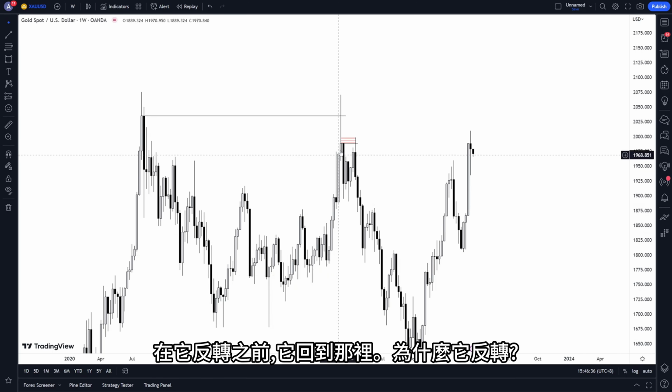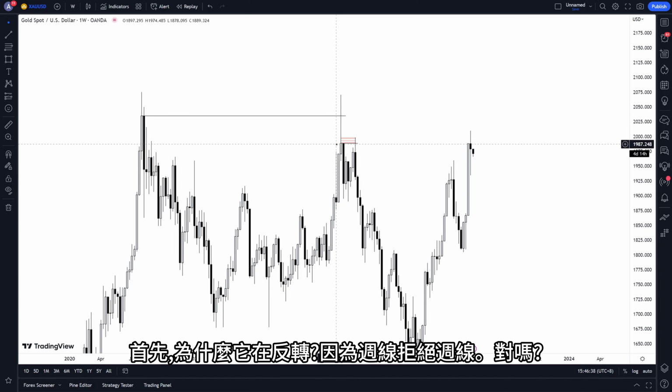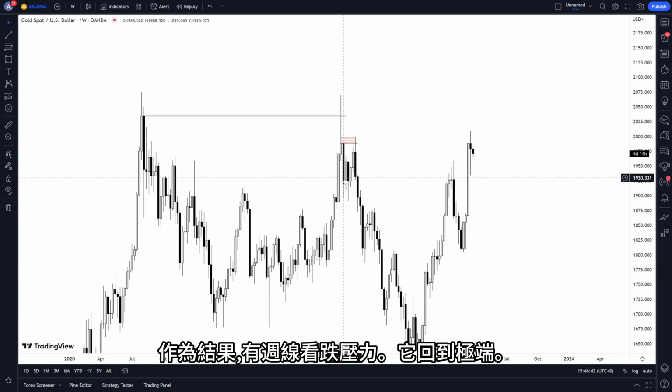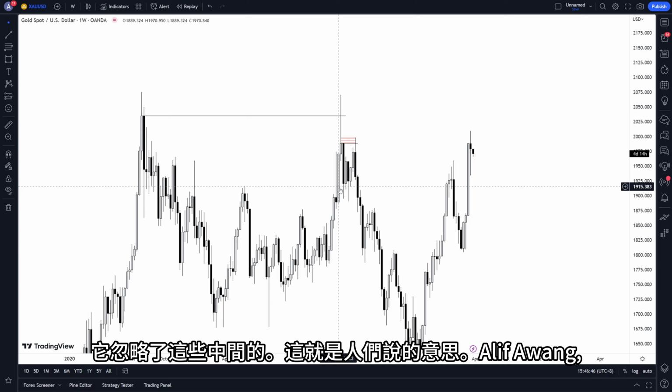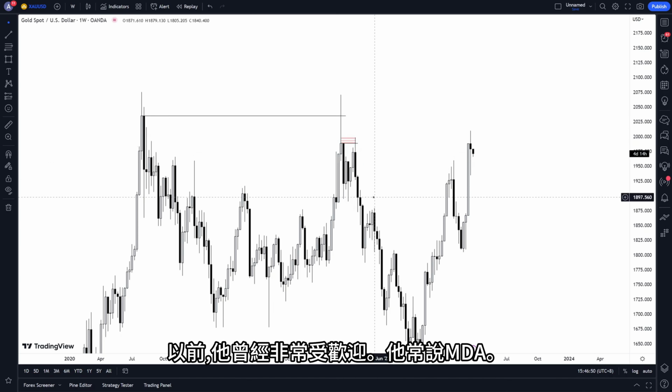You see there's a big buy, and before it reverses, right, it comes back to that. Why did it reverse? First of all, why is it reversing? Because weekly reject weekly, correct? And then as a result, there's a weekly bearish resistance. It comes back to extremes. It ignores these ones halfway. So this is what people mean.